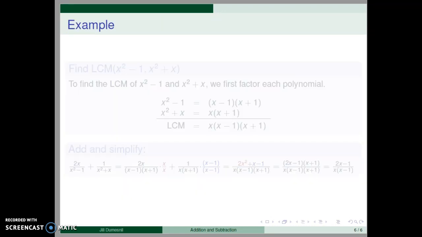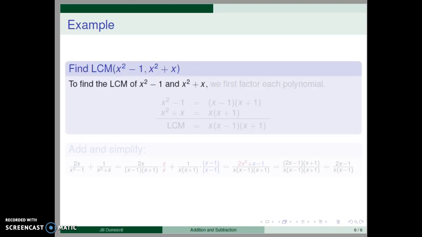Let's consider one final example. Let's find the least common multiple of x squared minus 1 and x squared plus x. We factor each polynomial. X squared minus 1 factors into x minus 1 times x plus 1, and x squared plus x factors into the product of x times x plus 1. So the least common multiple uses each factor x, x minus 1, and x plus 1 to the first power. That's the highest power that occurs in any of the factorizations.